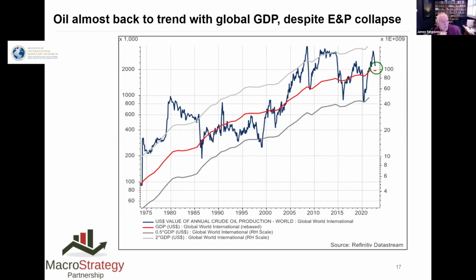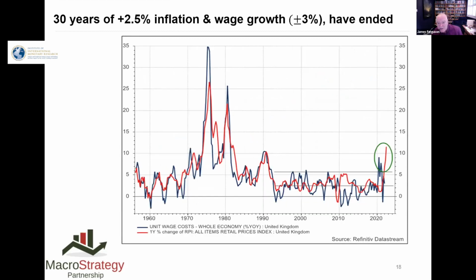So again, if you go forward, you can now see that after 30 years of wage growth of only 3% nominal, but plus or minus 1 or 2% either side of that, we've now burst out of that, and from now on, wages are going to be a source of inflation as well.